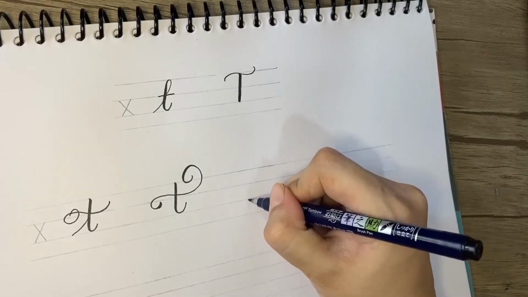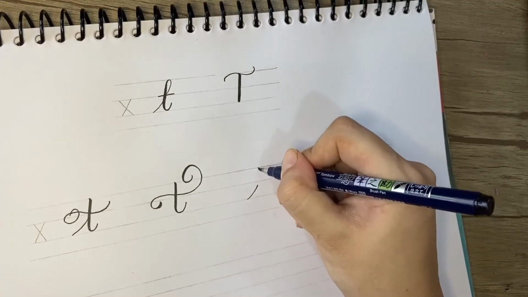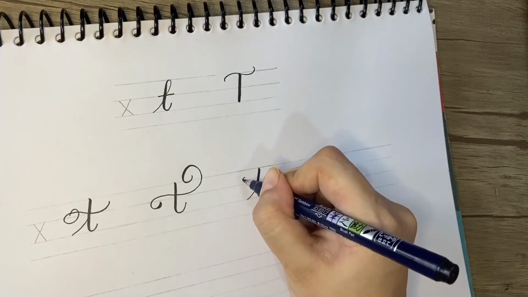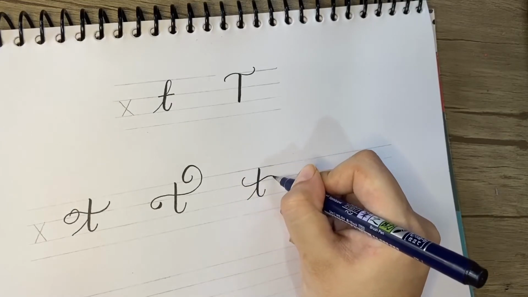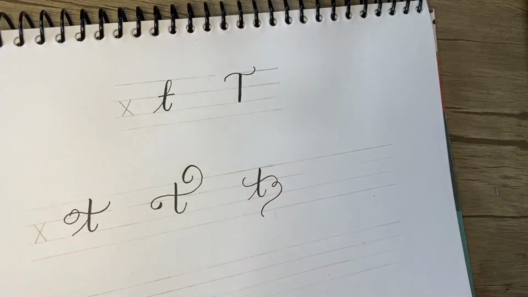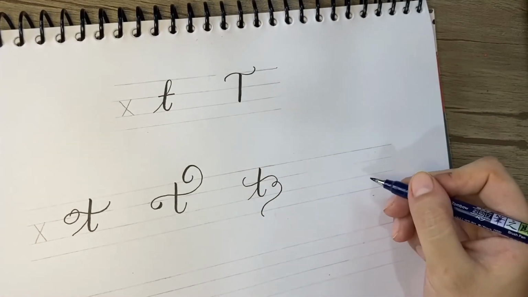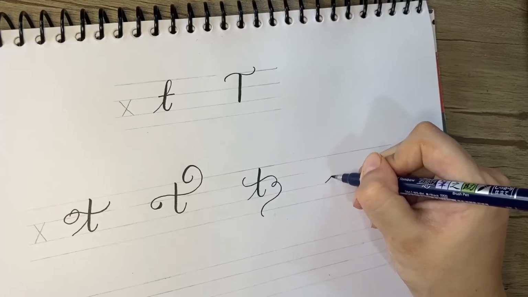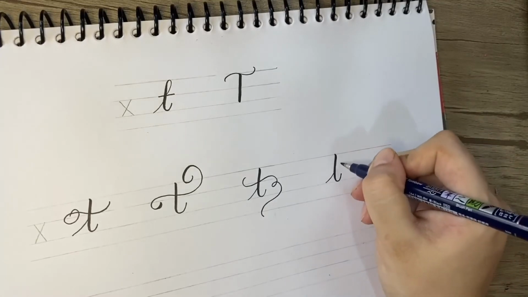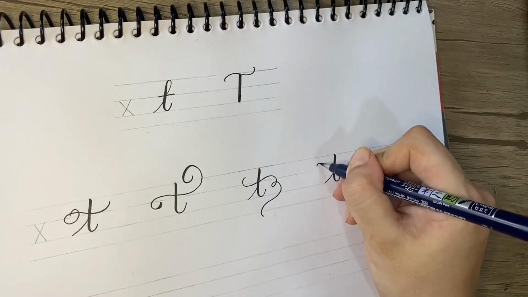Moving to the next one, entrance stroke, then a downstroke and exit stroke, and here we will do flourishing at the bottom like this. First the basic T, and now we will do the flourishing.